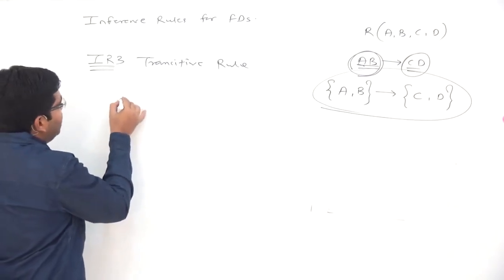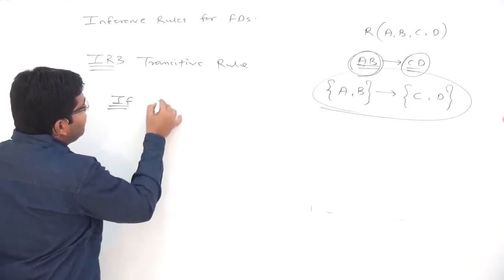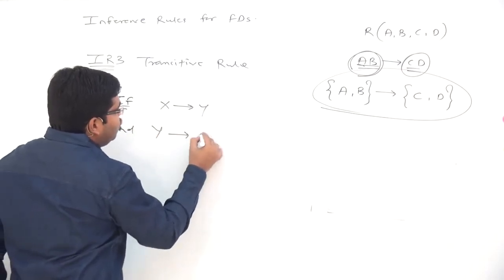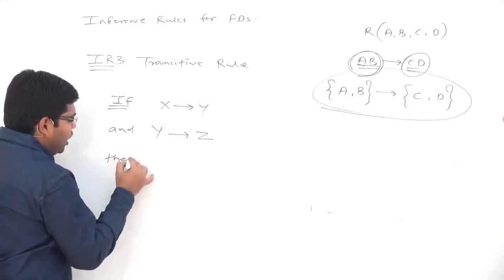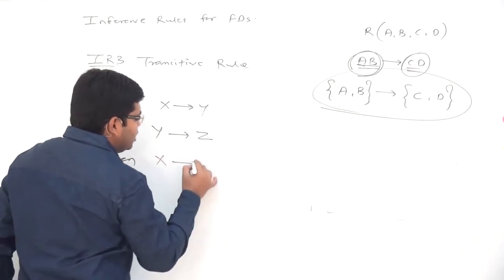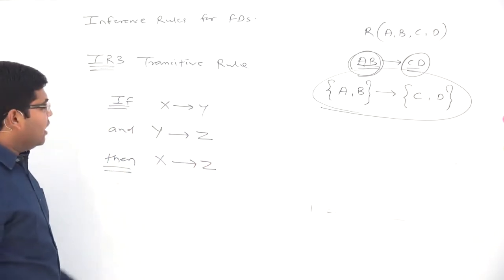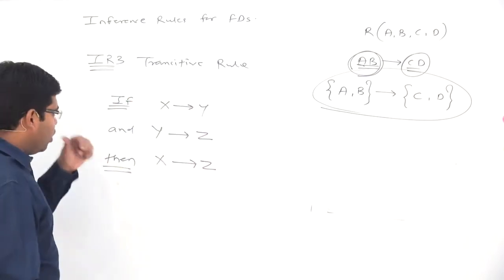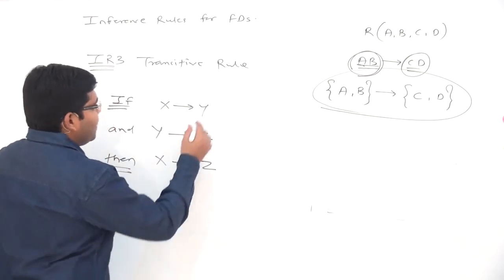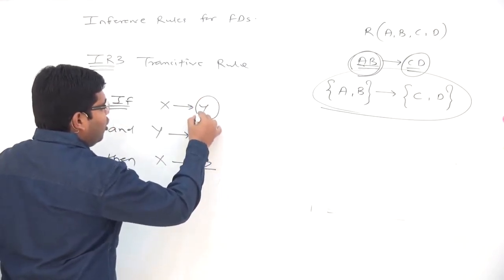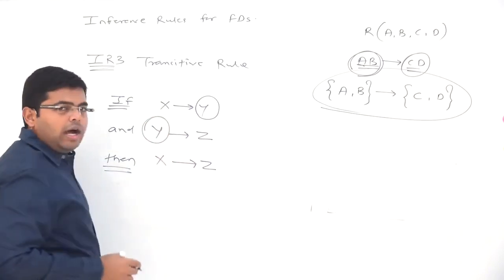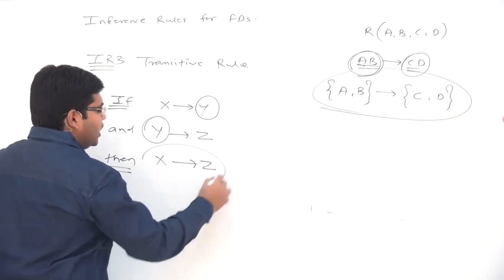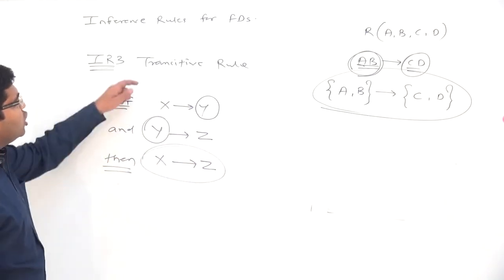Suppose you have been given, if X gives Y and Y gives Z, then you can always infer that X gives Z. This rule in general is called the transitive rule. Now in what case will the transitive rule be applicable? The right hand side of one FD should be equal to the left hand side of another FD. On the basis of this common side you can combine these FDs to get the transitive FD. So the rule is quite simple and straightforward.